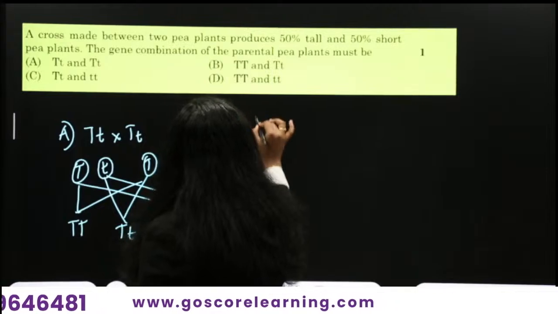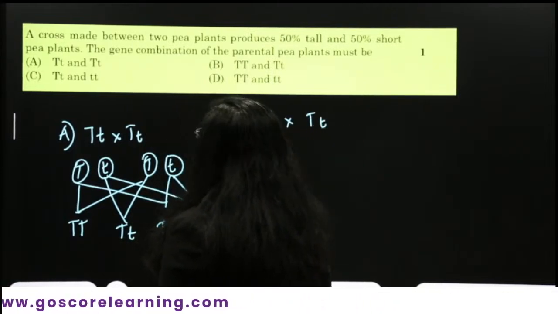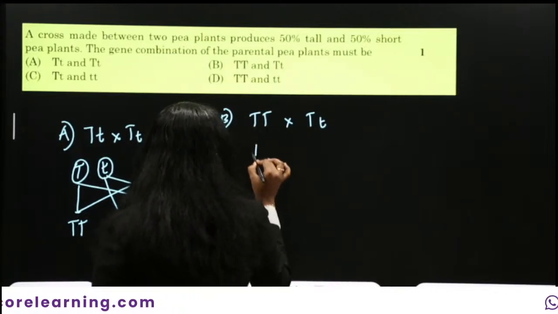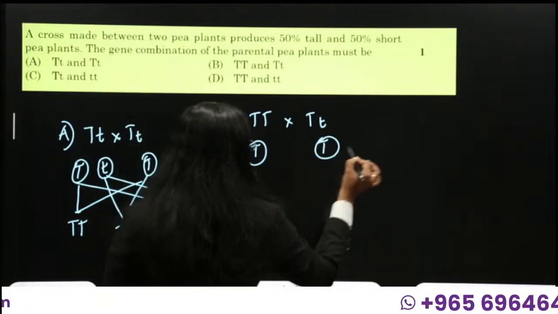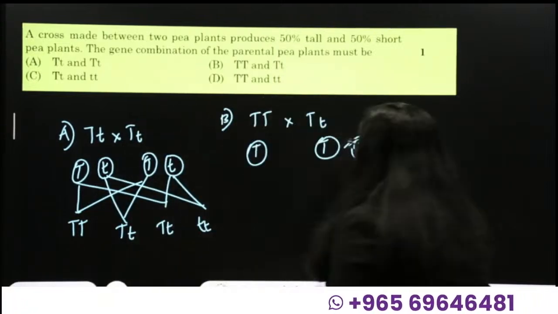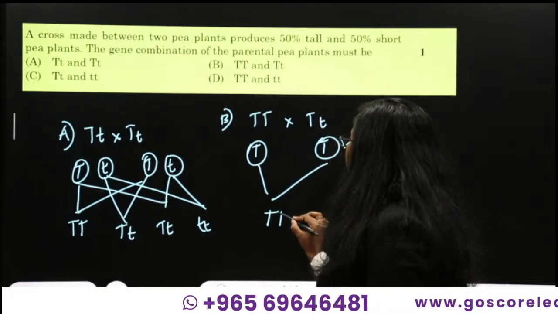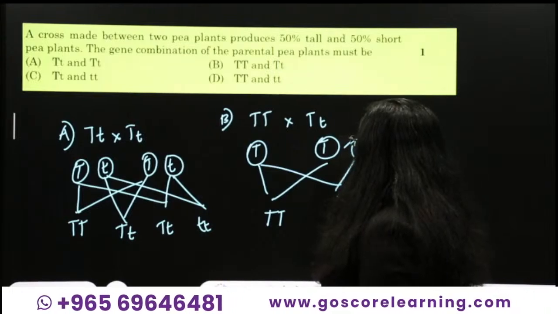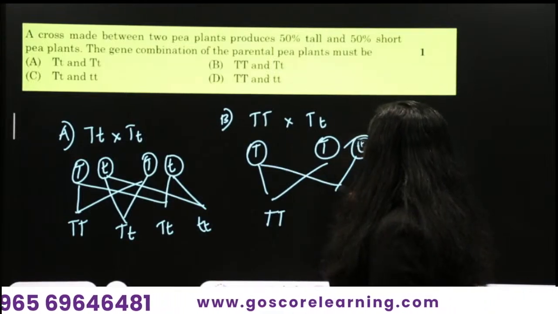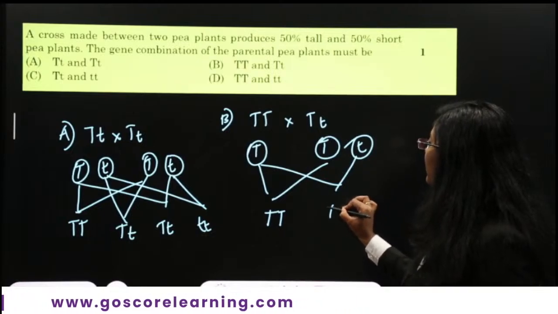Option B, capital T, is crossed with capital T and small t. So here what is the option? Capital T is the only one possible gamete. Here capital T is one possible gamete and small t is another possible gamete. So what are the results? When capital T and capital T combine together, it forms the tall plant. When it combines with a small t, we'll get the result as capital T and small t.